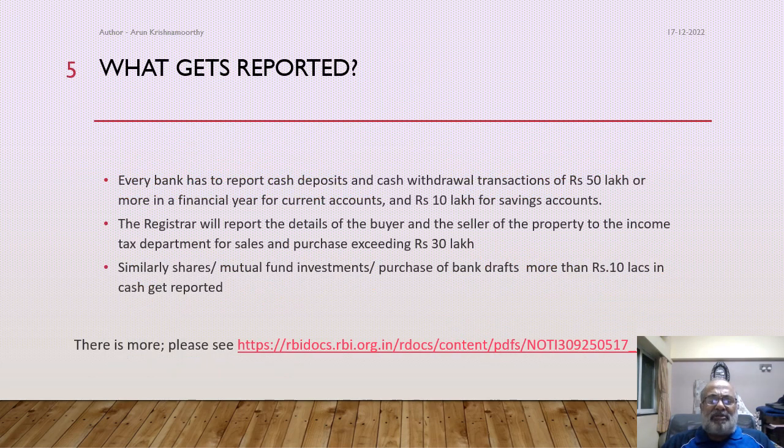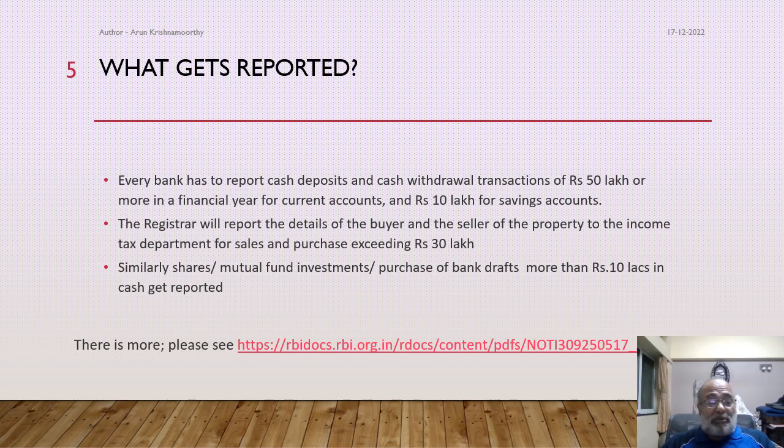What exactly do banks report? What kind of transactions in your account will the bank report? Well, the RBI rules say that every bank has to report cash deposits and cash withdrawal transactions of 50 lakhs or more in a financial year for current accounts and 10 lakhs for a savings account.